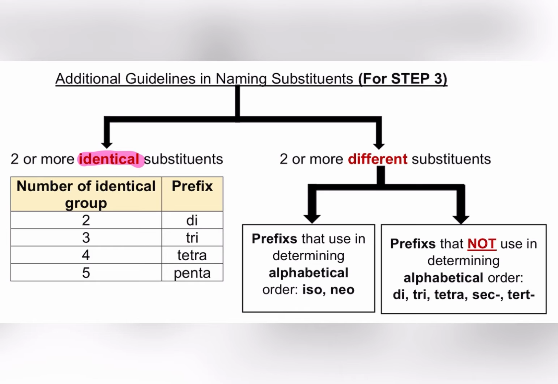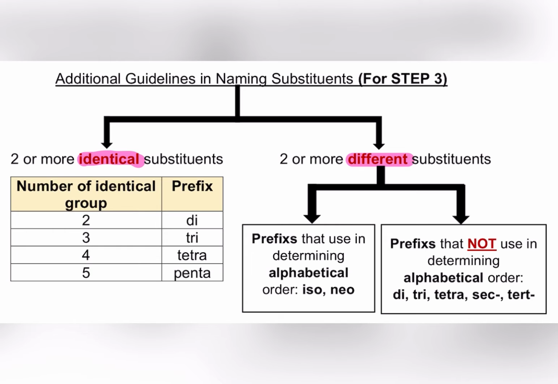Next one, we go to 2 or more different substituents. So if you got different substituents, you need to make sure you put the naming in alphabetical order, A, B, C, D, and so on. And that alphabetical order also includes the substituents with the naming iso and neo in front of them.